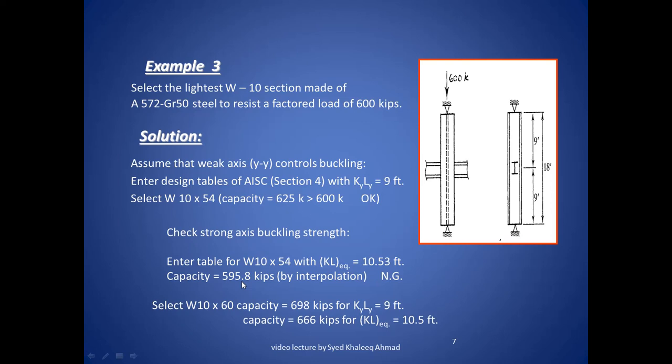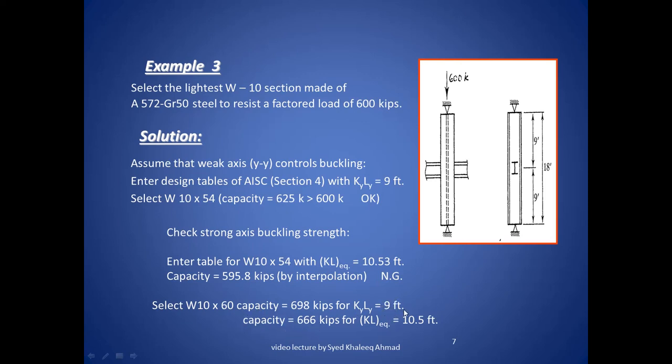We have to do this interpolation because the value in the table is given for 10 feet and 11 feet. By interpolation we get this value is 595.8. That means it is not controlling, it is not governing. Therefore what we have to do, we have to go to another section, W10 by 60 with a capacity of 698 kips for KyLy. This is the effective length with reference to the y-axis equal to 9 foot.